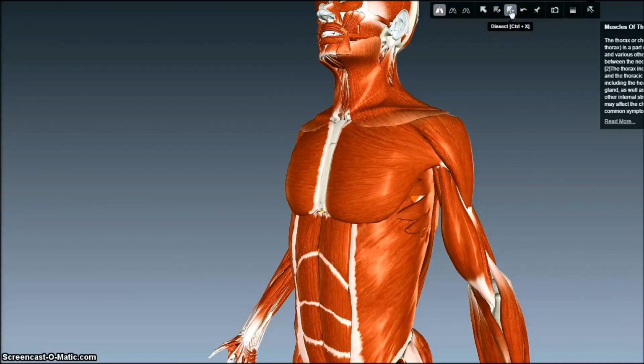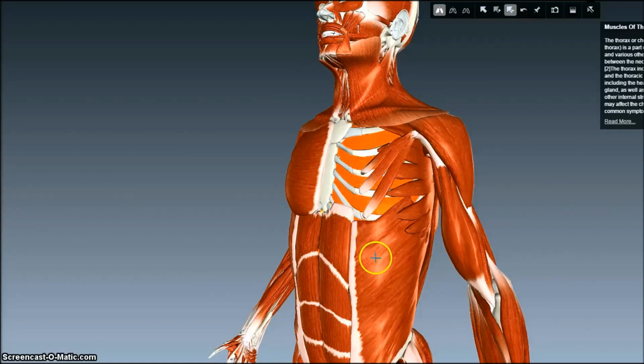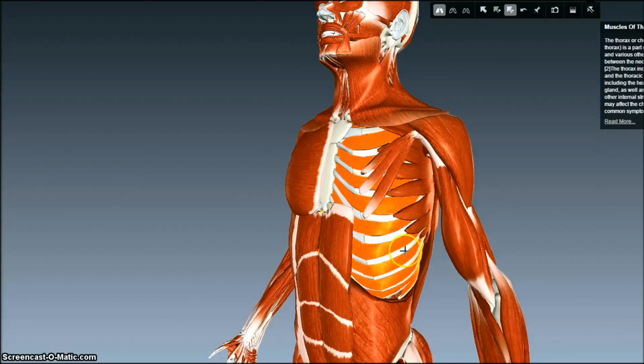So if I click on dissect, I can take that muscle off, and that was the pectoralis major, and I'm going to take off also the external oblique, and also the rectus abdominis, and I know you learned the names of all those muscles when you had A&P 1. So this should not be strange to you. Now what we're looking at is the muscles between the ribs, the intercostals. These are the ones that contract to expand the chest cavity.